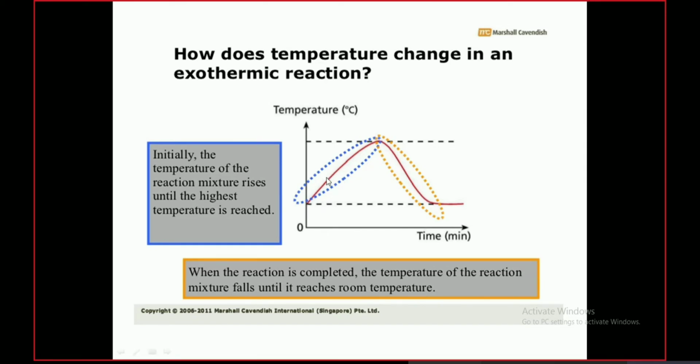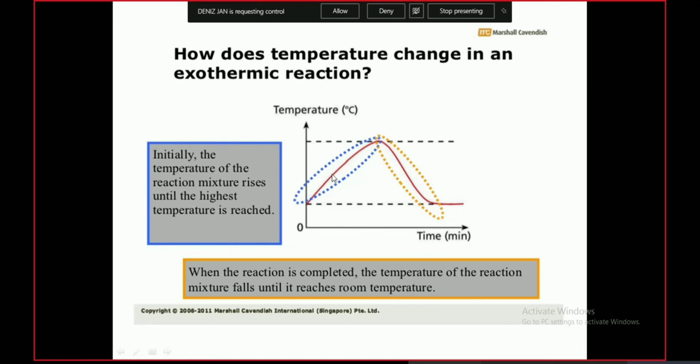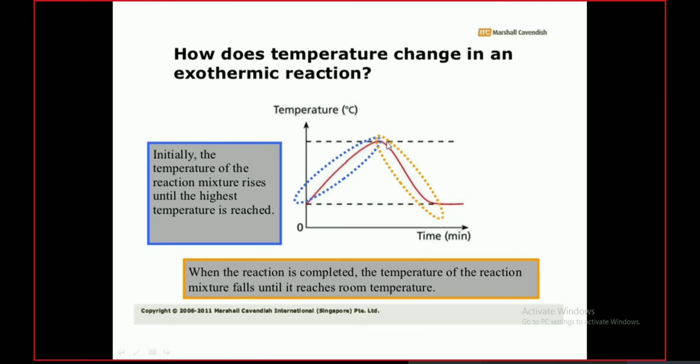As the reaction proceeds, the temperature of the surrounding will increase, because this is an exothermic reaction. Here the reaction has completed, right? So when the reaction is complete, what will happen? The reaction mixture will start coming to the room temperature again. So this blue dotted portion shows that the reaction is occurring. Initially, the temperature of the reaction mixture rises, becomes highest, and then it will become maximum, the reaction stops, and then it starts dropping.